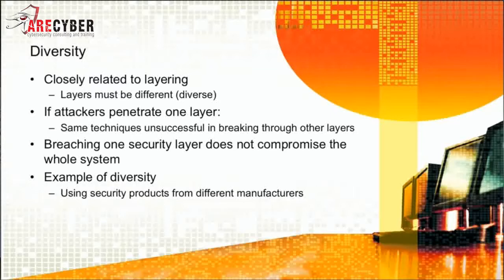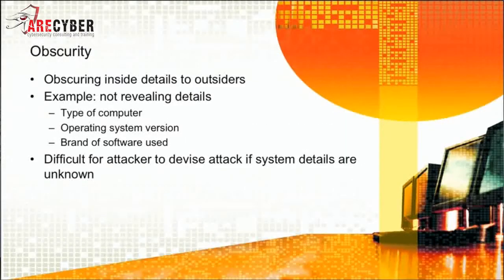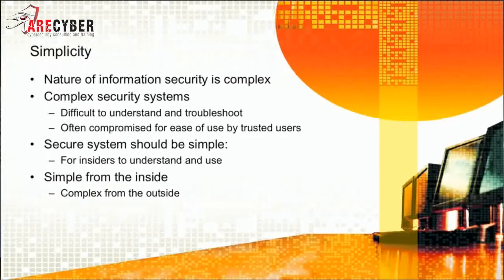An example of diversity would be using different security products from different manufacturers that do the same thing, like multiple sources for antivirus. Obscurity. Obscuring inside details to the outsiders, not revealing too much, like the type of computer or operating system or the brand of software used. It's difficult for an attacker to devise an attack if these details are unknown. These are how they find the soft underbelly or the soft target.